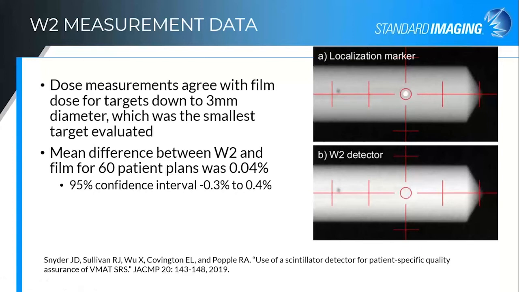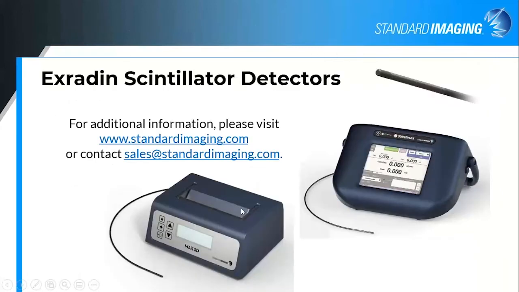So that group looked at targets all the way down to 3 millimeter diameter targets. It was the smallest one they looked at, and saw very good agreement between their film measurements and the W2 measurements. And I believe this was with Varian's HyperArc system.